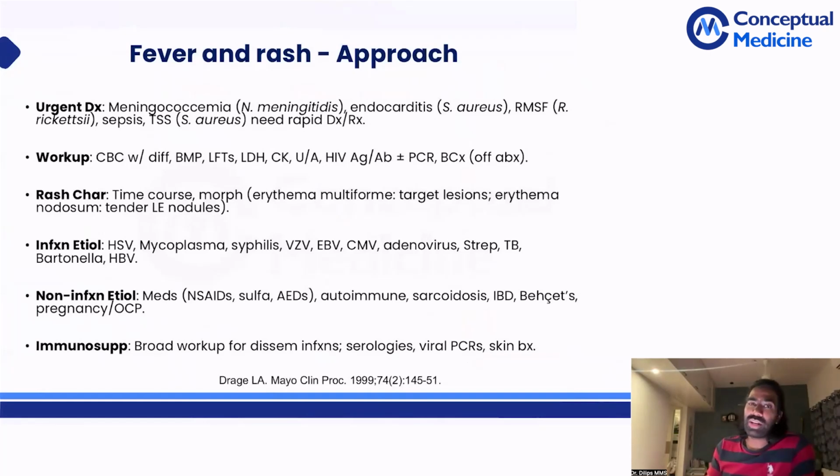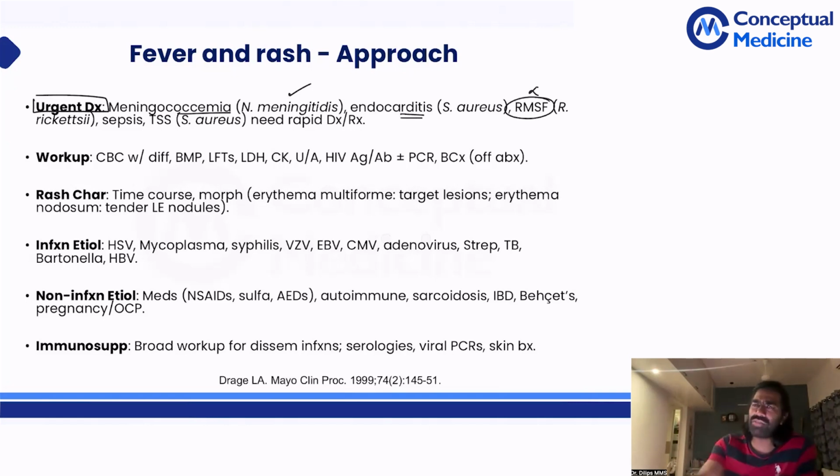So now coming to fever and rash. If a patient is coming with fever and rash, what are the approaches that you're going to take? First, you have to think in terms of certain conditions where you have to act urgently. In that, meningococcemia always comes first: a young person, 20, 30 years, or maybe in the teens, presenting with rash, shock, altered mental status, headache. Always think in terms of meningococcal meningitis and infective endocarditis due to Staph aureus, Rocky Mountain spotted fever.